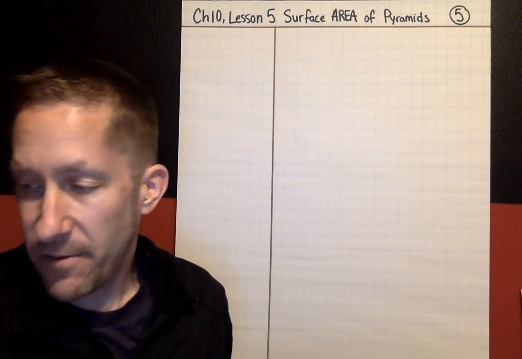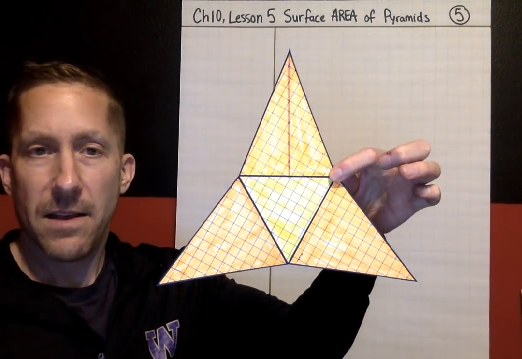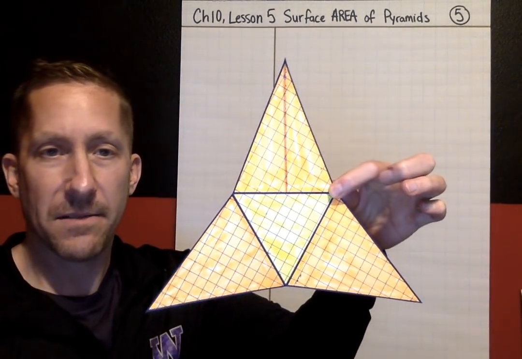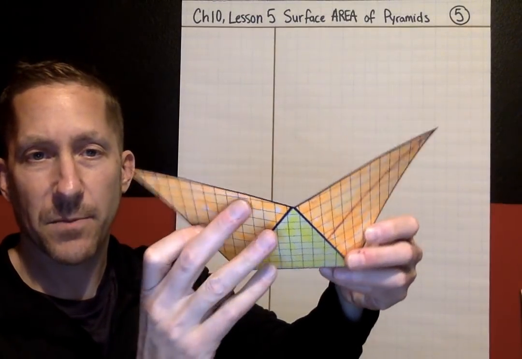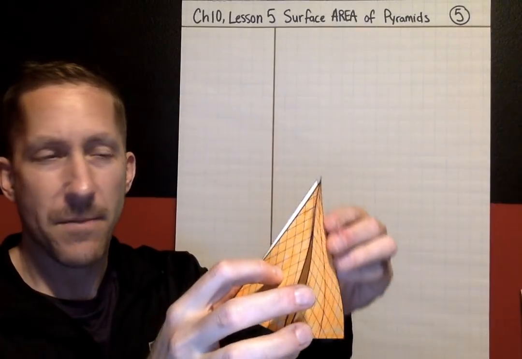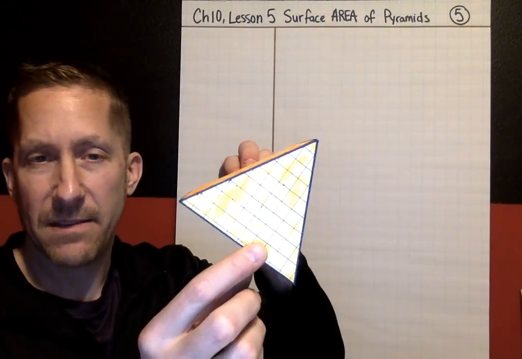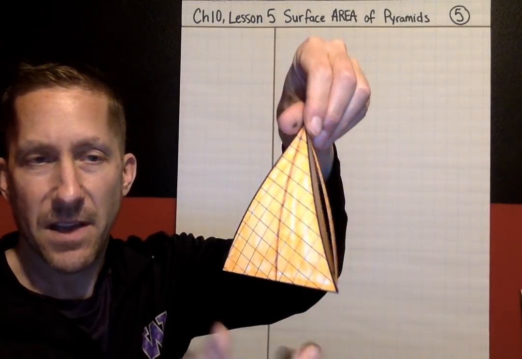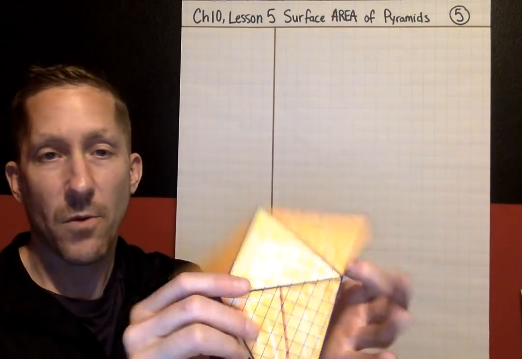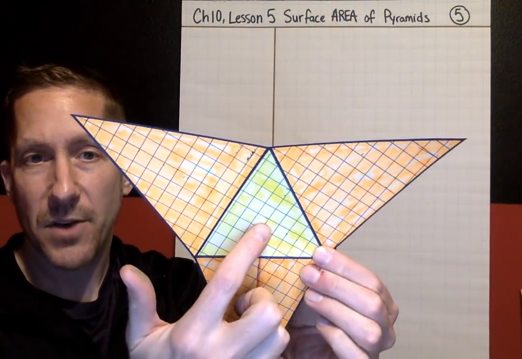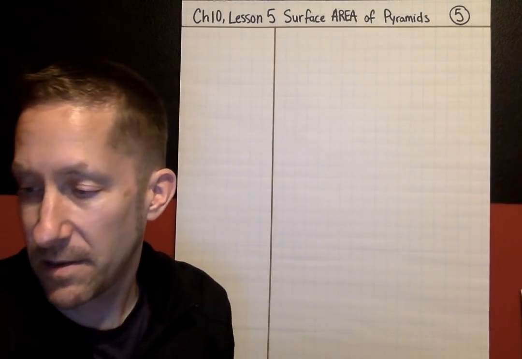The other kind of pyramid looks like this. It has a base that is a triangle, and then the sides are also triangles, but when I fold this up, it makes a pyramid. The base is a triangle, and you have three lateral face triangles. So four triangles altogether, one triangle being the base, and three lateral face triangles.